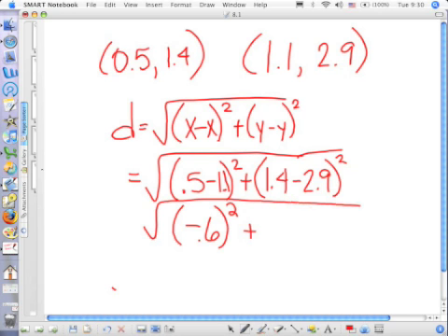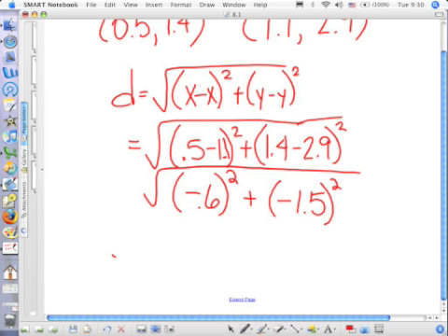Instead of thinking of that as 1.4 minus 2.9, think of it as 14 minus 29. What's 14 minus 29? Negative 15. But there are decimals involved here. You have a question? Yeah, but make sure you're not adding where you need to be subtracting.